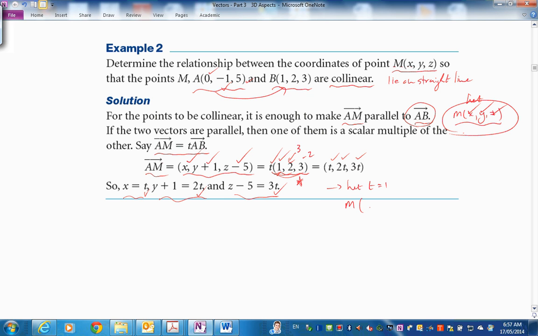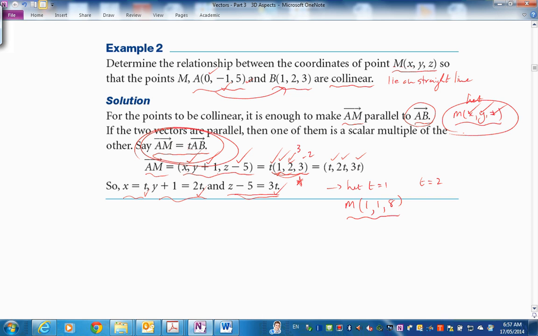M will be the point X is T, Y plus 1 is 2T, so Y would be 1, 2 take 1, Z take 5 would equal 3, so Z would equal 8. Okay, so that's one point from A to M, which would be parallel to AB. You could let T be anything. T is 2, etc., or T is even a negative number. And when you join up A to it, you will get a vector parallel to AB, because what we want is up here. Watch this now.